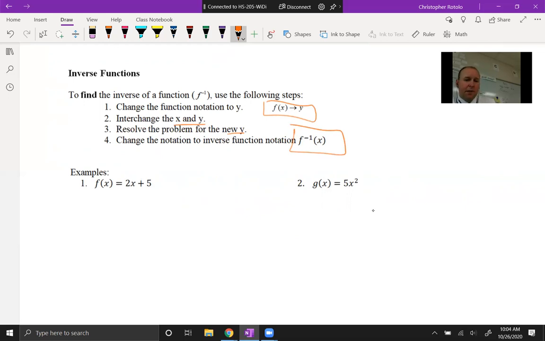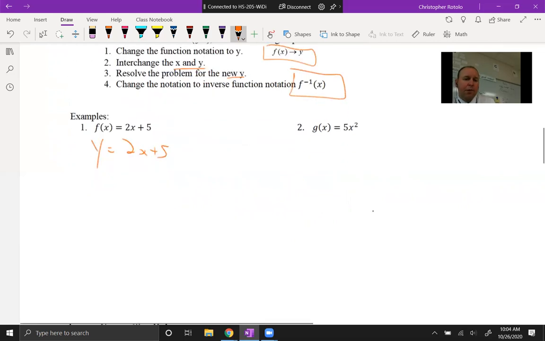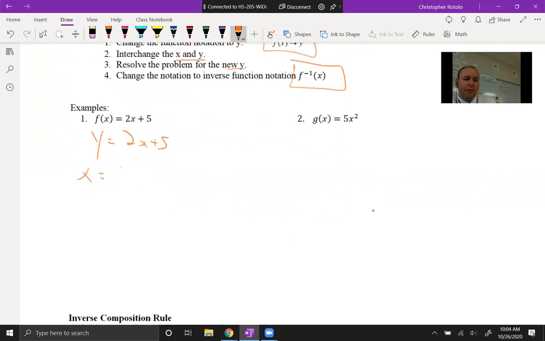Okay, so this is y equals 2x plus 5. Hopefully you remember doing this in Algebra 2. x equals 2y plus 5. We're going to solve for y. So first thing was just flip-flop the x and the y. It doesn't matter what's with it. Just keep it that way.